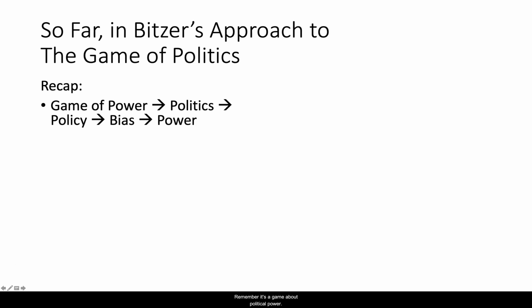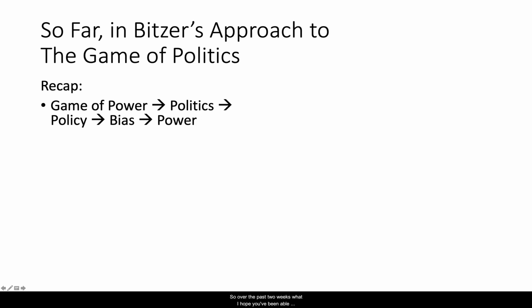So just as a recap, so far in my approach to thinking about American politics as a game of politics, remember it's a game about political power. Power leads to politics, which is the expression or the means of that political power. Politics then leads to public policy, which are government decisions to act or not to act. Once government decides to act or chooses not to act, that creates favoritism or bias to one group over another, and that bias leads us back to power.